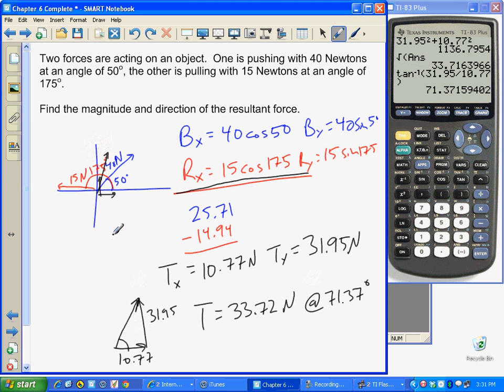So that's everything that we're going to be doing with vectors. With this, you should be able to answer the rest of the worksheet.